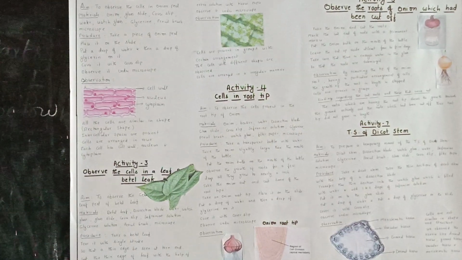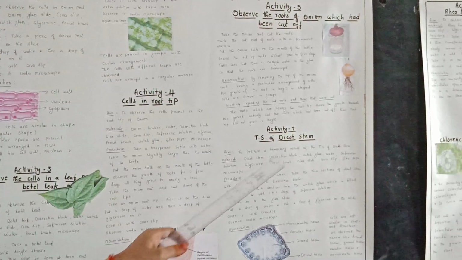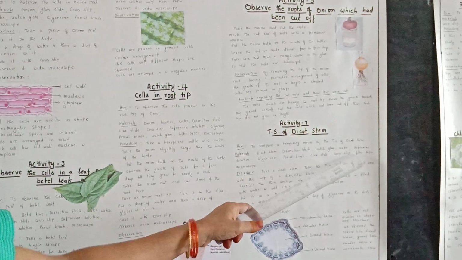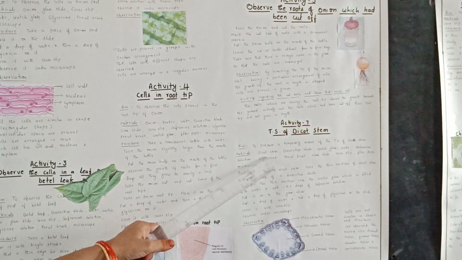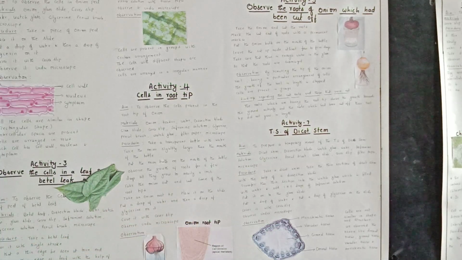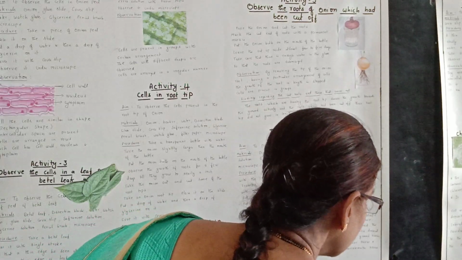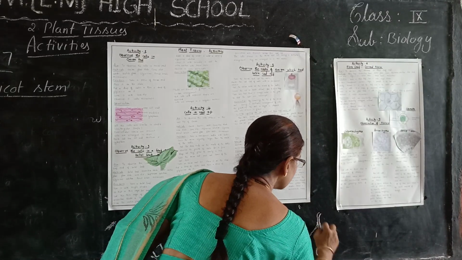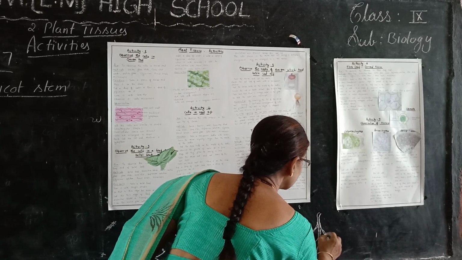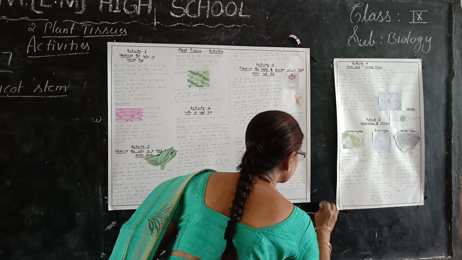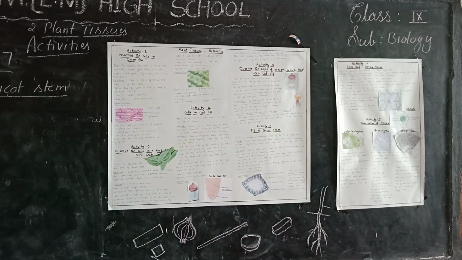And another activity, TS of dicot stem. Aim: to prepare a temporary mount of the TS of dicot stem. Materials required: dicot stem, dissection blade. That is the dicot stem.